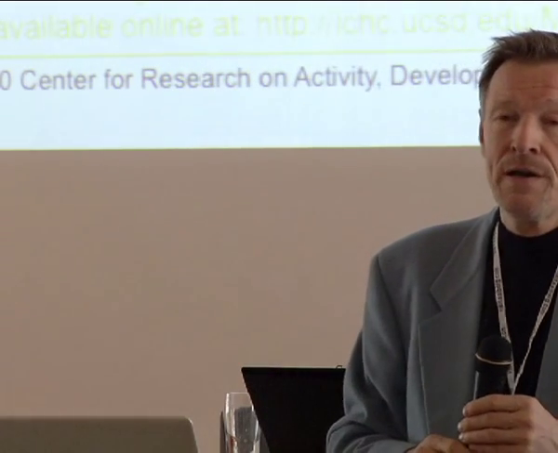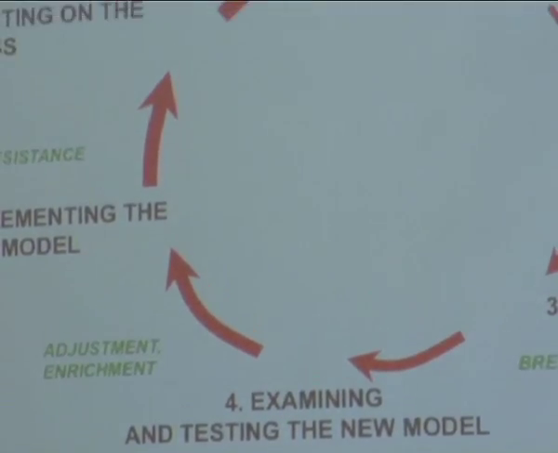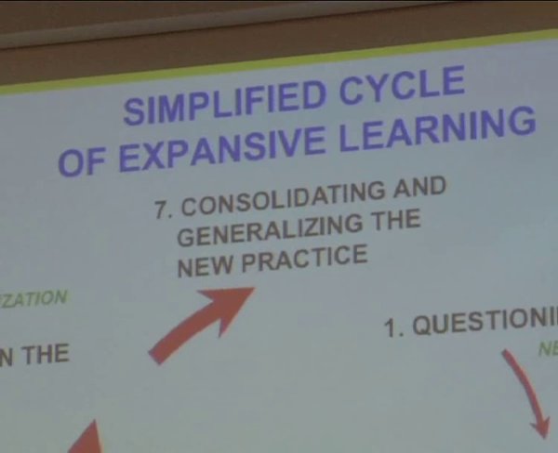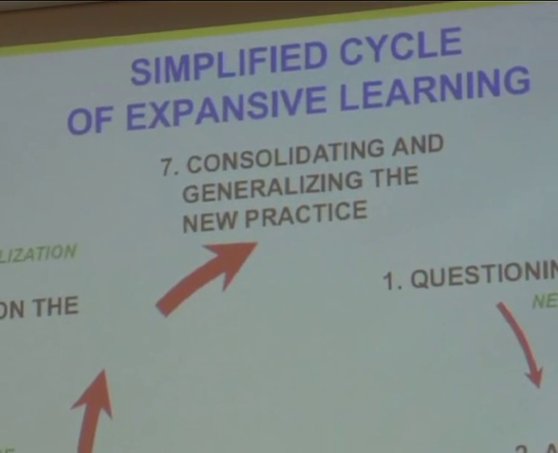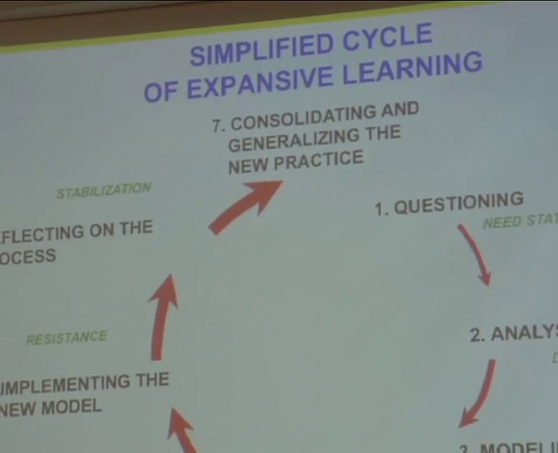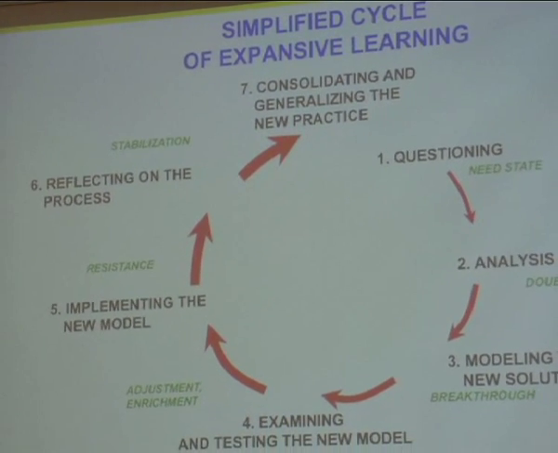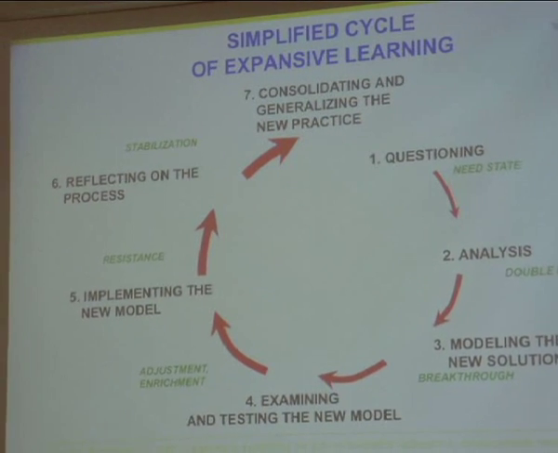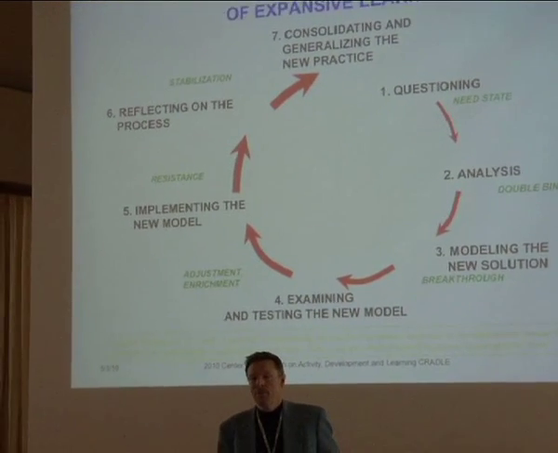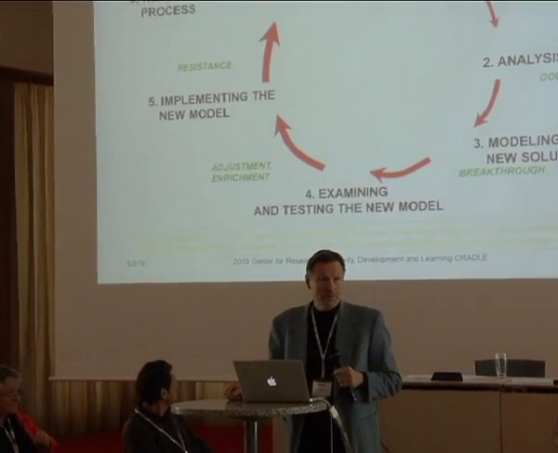So here is a simplified image of the steps or learning actions of an ideal typical cycle of expansive learning. It starts with questioning the existing practice. When the contradictions are aggravated, they have to be analyzed and you have to make sense of them, which leads to a modeling of a new way of behaving and acting, examining and testing the model, implementing, reflecting, consolidating. This looks like a simple linear process. Of course, in reality, it's nothing but linear and nothing but simple.